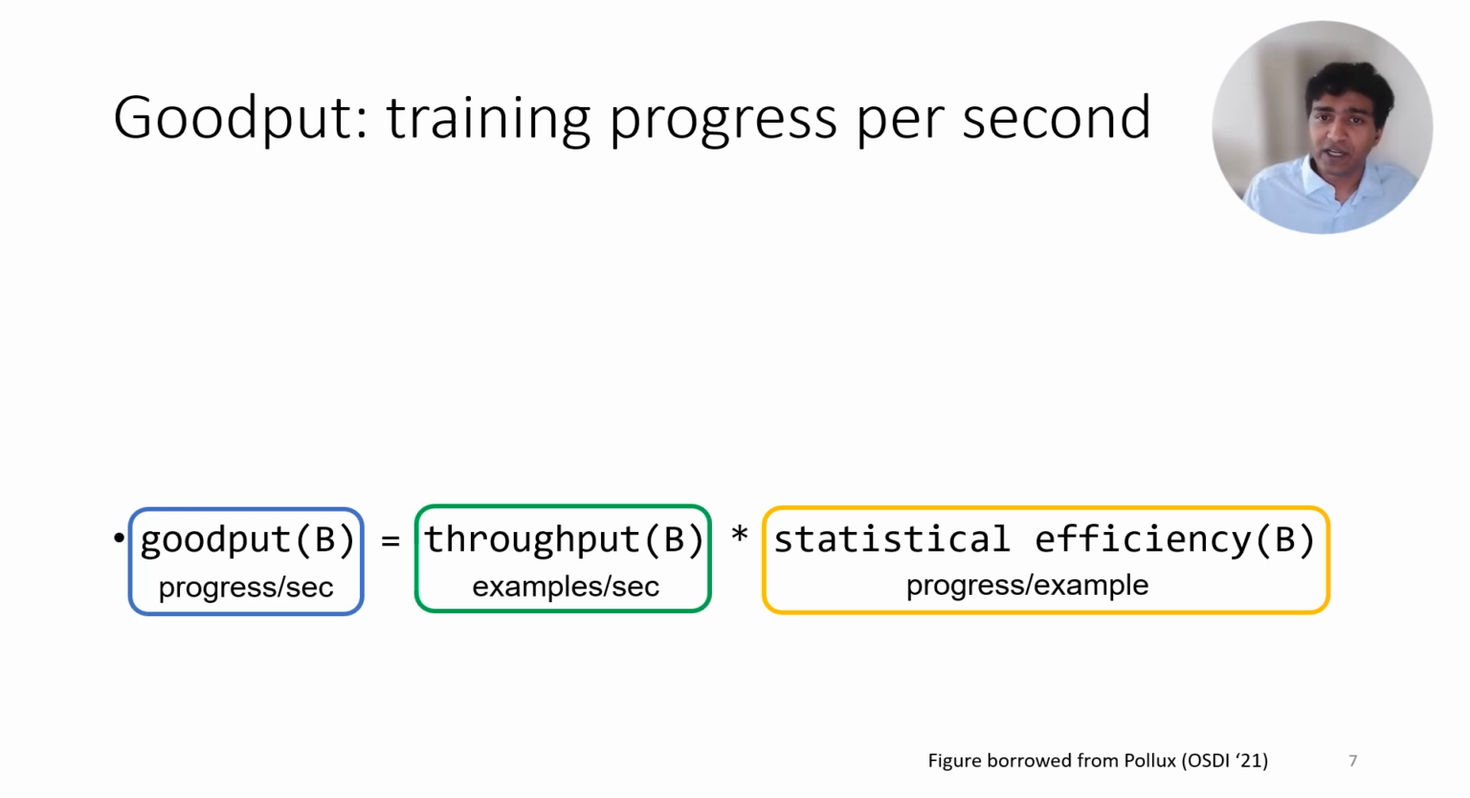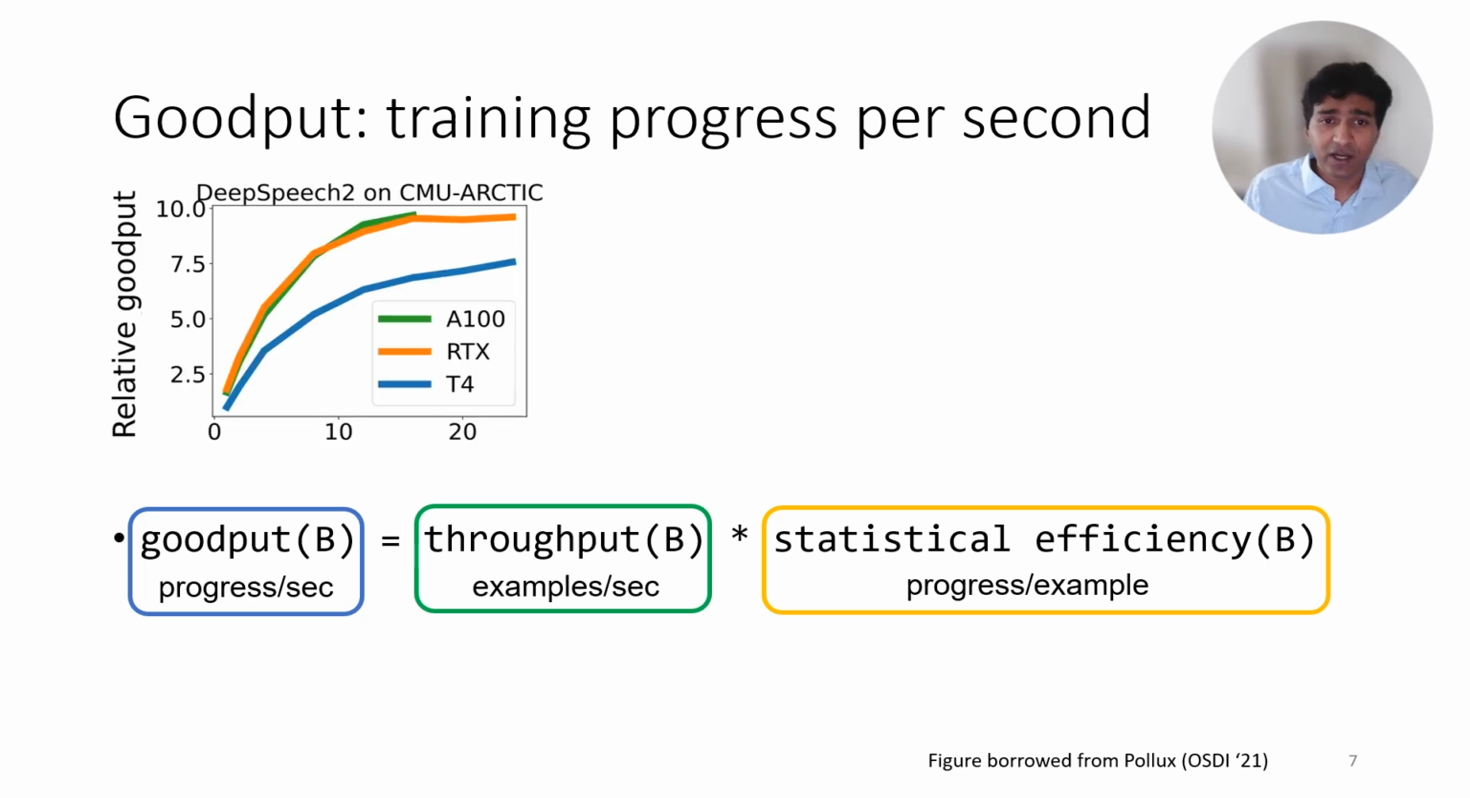Since we cannot predict the runtime of a job, SIA uses goodput to guide allocations, since higher goodput means more training progress per second, so jobs should complete quicker. Since goodput is a function of batch size, for each possible allocation, we can optimize over the range of batch sizes to find the maximum goodput possible on the allocation. The plot on the left shows the goodput of a job training Deep Speech 2 model on the CMU Arctic dataset.